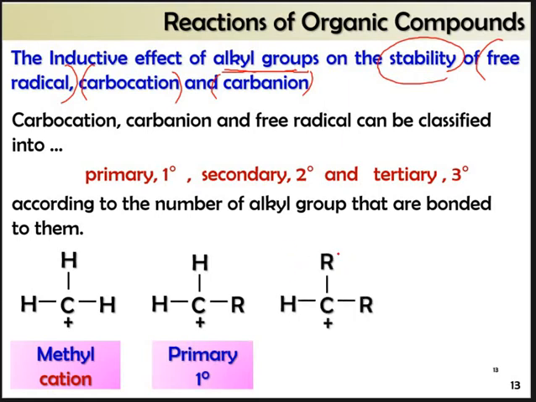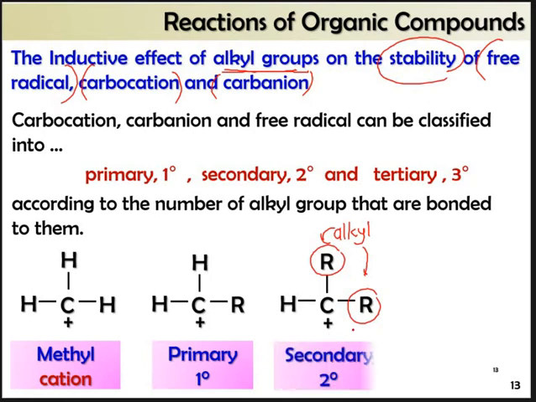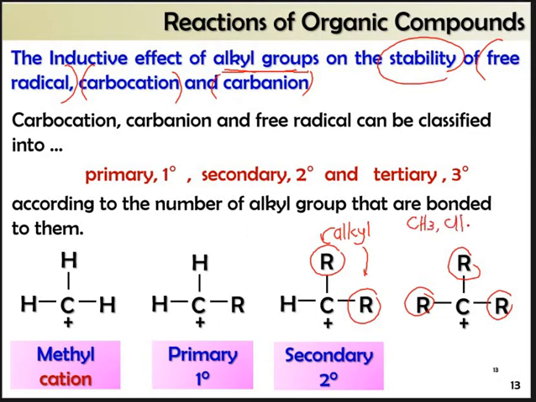And then if we have two alkyl groups attached to the carbocation, it is secondary carbocation. And if we have three alkyl groups attached to the carbocation, it is tertiary. Okay, what is an alkyl group? An alkyl group is CH3, CH2, CH3. So when it attaches to that carbon, you just count the number of carbons that attach directly to the carbocation. Okay, so that means it is tertiary carbocation.